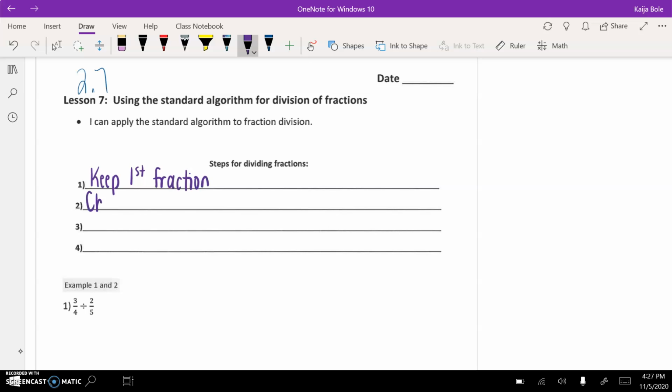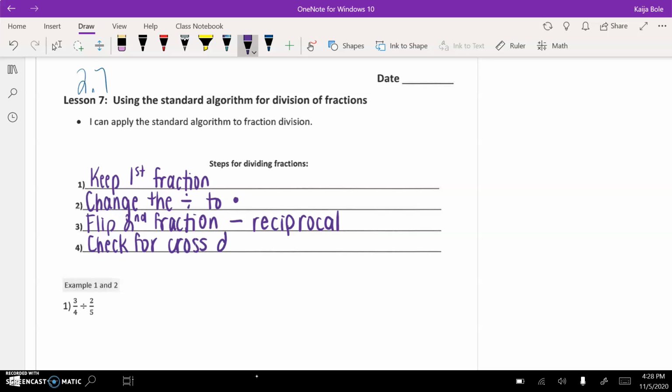Step 2, you change the division to multiplication. Step 3, flip the second fraction. And remember, that's called the reciprocal, if you want to be fancy. I like being fancy. And then you check for cross division. I'm going to add a step. So you check for cross division. And then step 5 would be to multiply across.